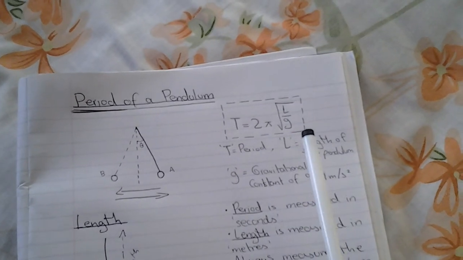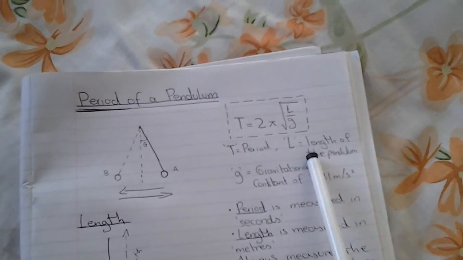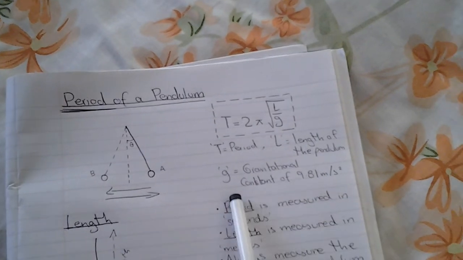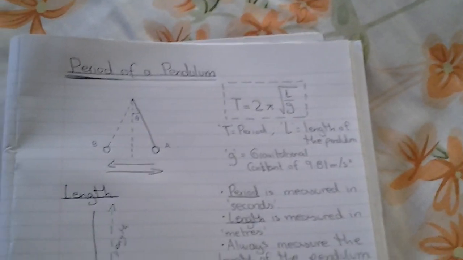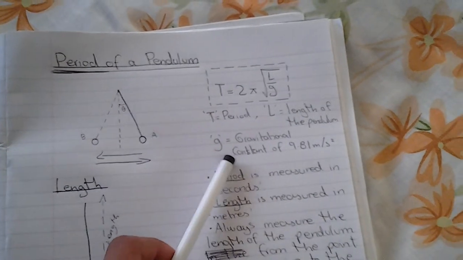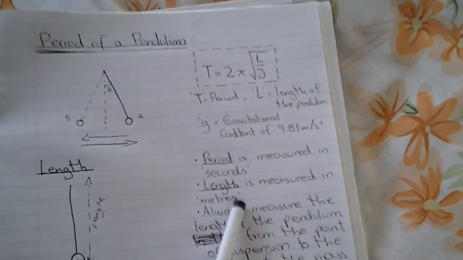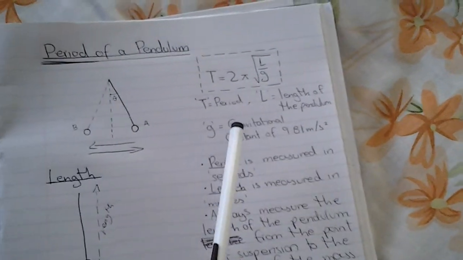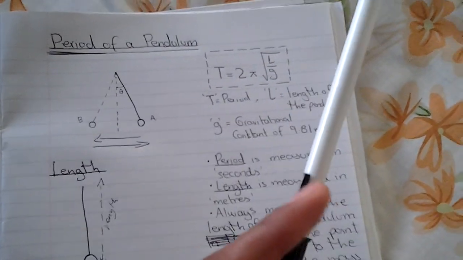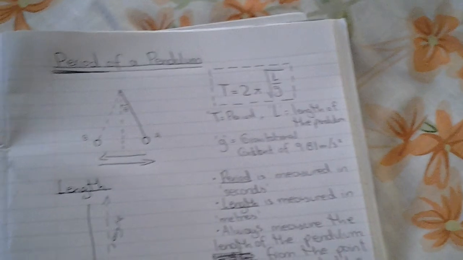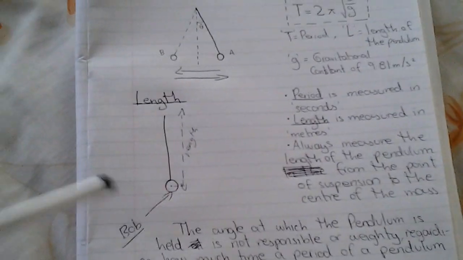But anyway, as mentioned, T just means the periodic time, the time of the period. L is the length of the pendulum, and I need to mention a very vital point regarding the length and how we actually measure the length of the pendulum. And g is the gravitational attraction or pull, the constant of 9.81 meters per second squared. This is something that I'm guessing will be given to you. So what you really need to do for this formula is just plug in the length of the pendulum.